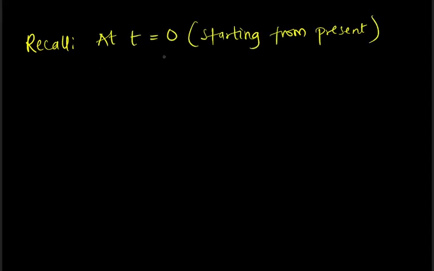Going back to the second sentence of the question to get our boundary condition. Once you've reached this point, you need to get your boundary condition. And what was our boundary condition? Recall, at t equals 0, that is starting from the present, our P was equal to 120 million. At t equals 0, P equals 120 million.